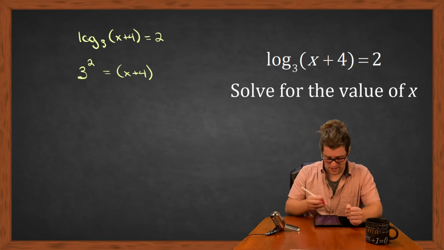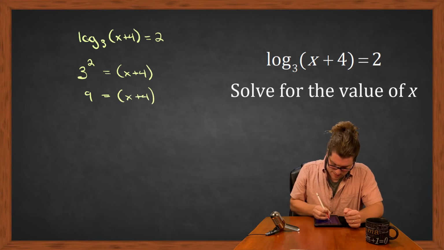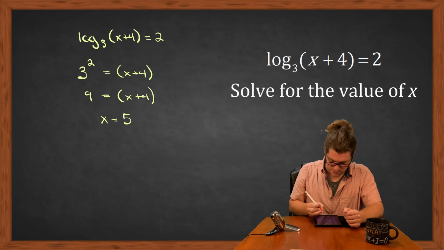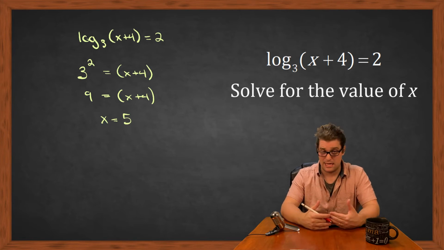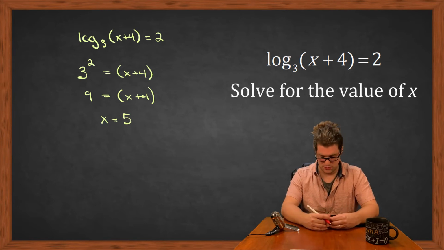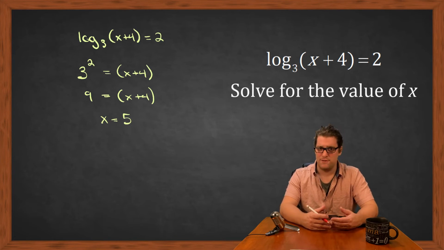Well, that's actually pretty nice because all we have to do here is take 3 squared. That gives us 9. And so that's equal to x plus 4. I'm going to say then that x is equal to 5. Now, in this particular type of example, I don't actually need to take that value and put it back into the original, but I typically should make a habit of doing that.